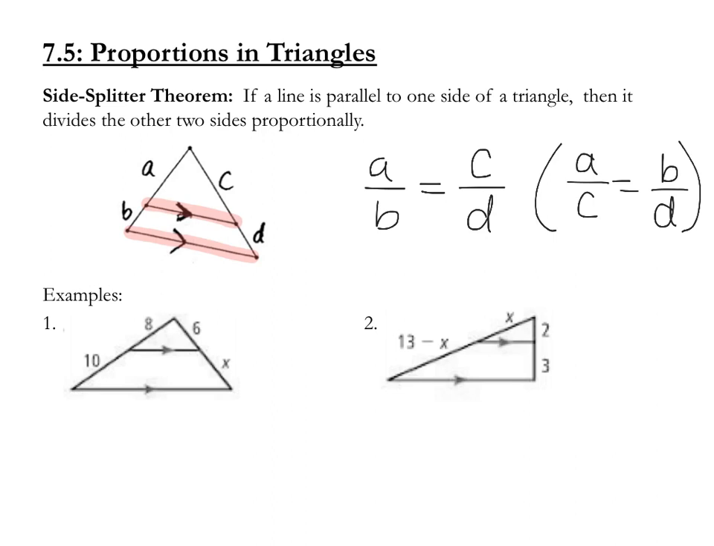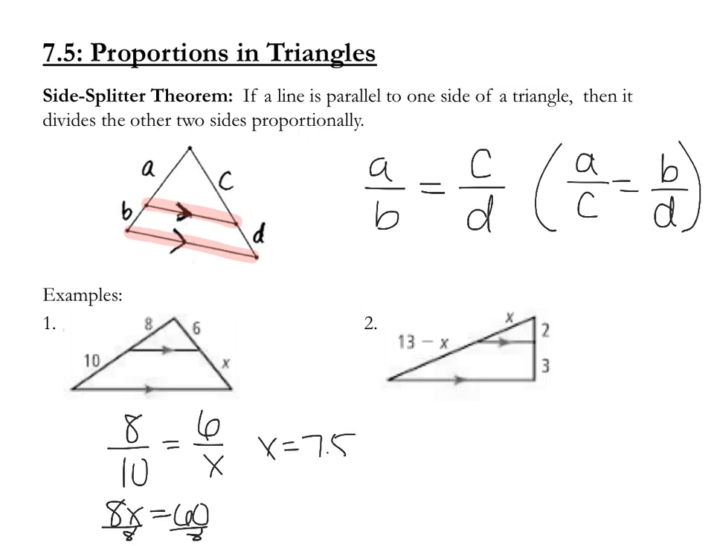So whichever way makes more sense, but we're matching up either the parts on the same side or the parts in the same position. So if you look at number 1, I can set that up as 8 over 10 equals 6 over x. And then we're just going to cross multiply and solve. We get 8x equals 60. And then you're going to divide by 8.